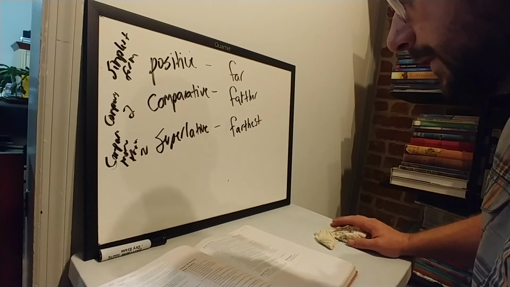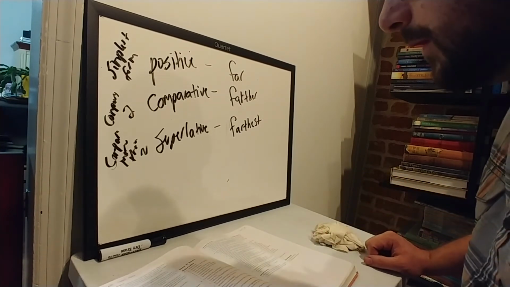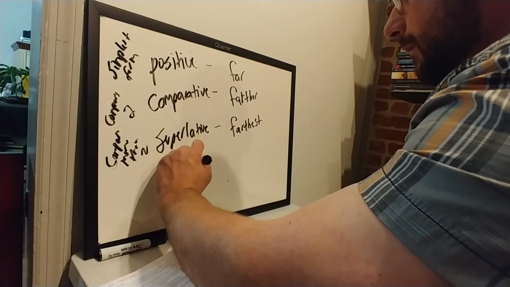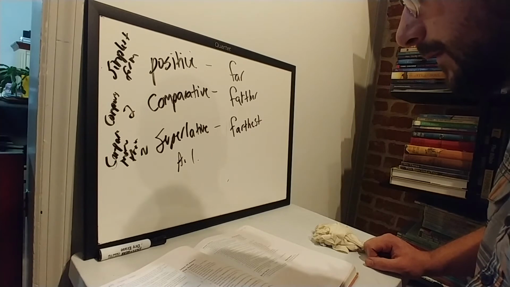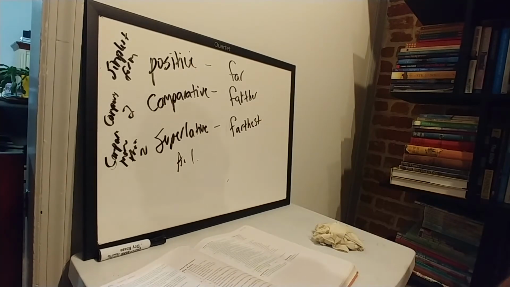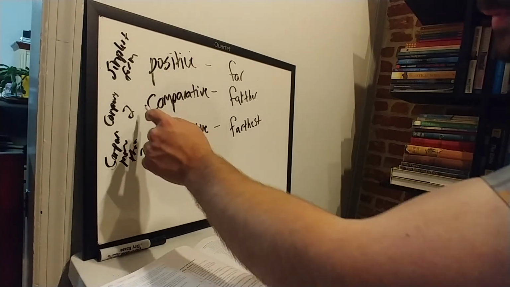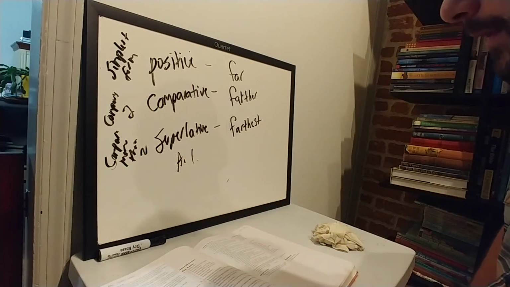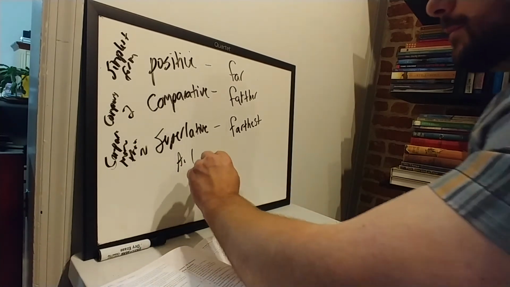All right, go to written exercises, letter A. Write the correct form of each adverb in parentheses. All right, so let's do number 1. No doubt Daniel rested peacefully in the lion's den than King Darius did in the palace. All right, we're comparing two people. So you're going to use the comparative. So it'd be peacefully, more peacefully, most peacefully. So you're going to say more peacefully.